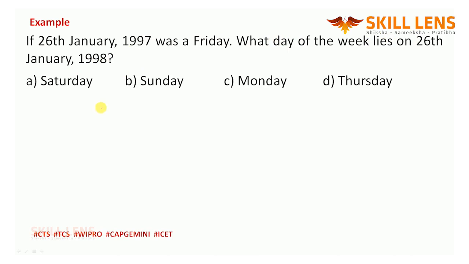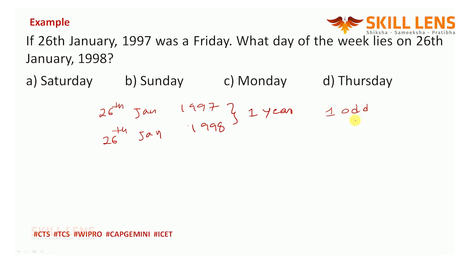Guys, if you closely observe, 26th January 1997 to 26th January 1998 gives you a gap of 1 year. But here you need to understand whether either of these two years has any relation with a leap year, because one ordinary year will have 1 odd day, and a leap year will have 2 odd days. So 1997 to 1998 is a 1 year gap.